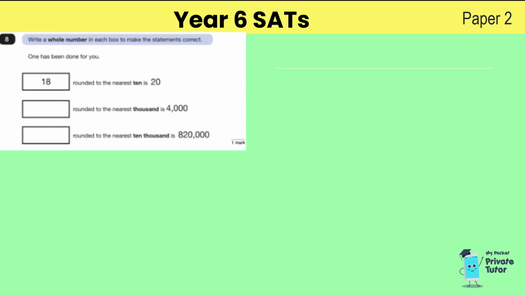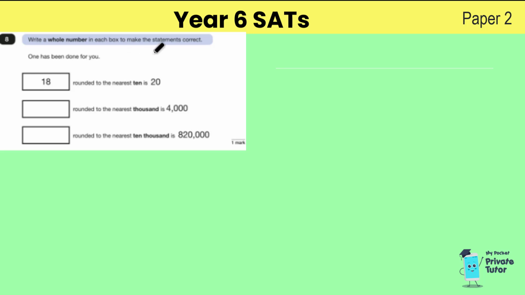Question 8, write a whole number in each box to make the statements correct. One has been done for you. Just take note that the whole number is written in bold, so it cannot be a decimal number. One's been done for you. 18 rounded to the nearest 10 is 20. So a number rounded to the nearest 1,000 is 4,000, and a number rounded to the nearest 10,000 is 820,000.